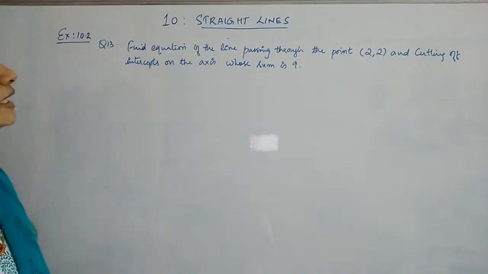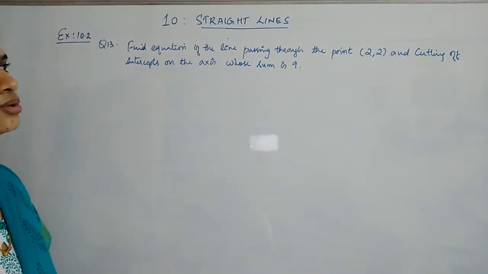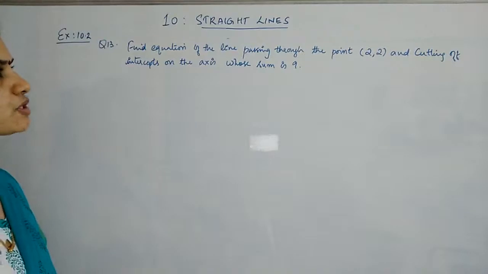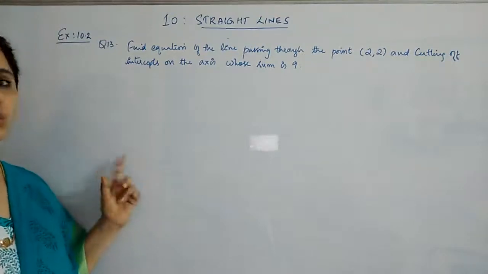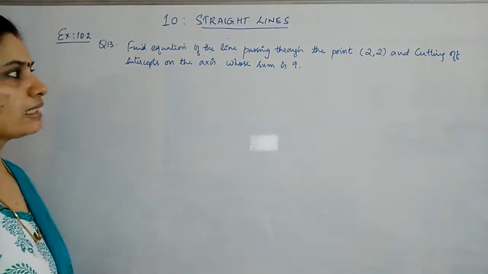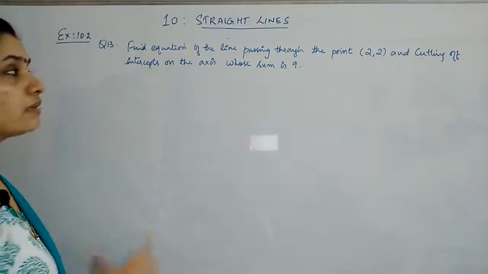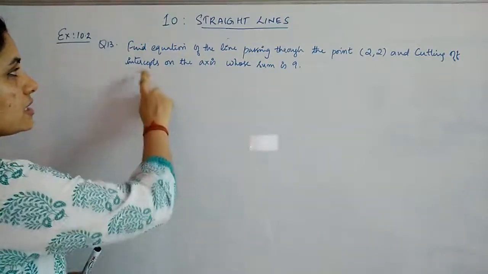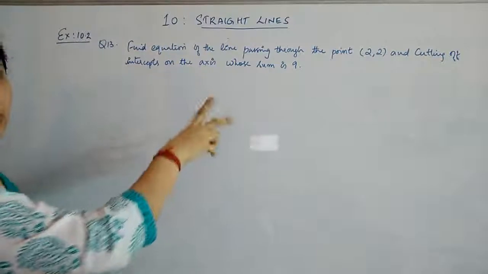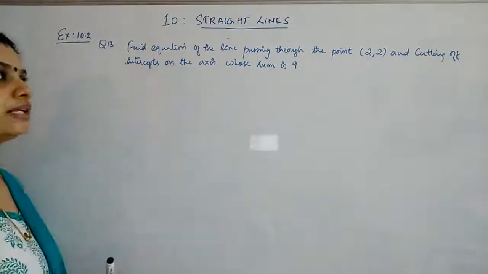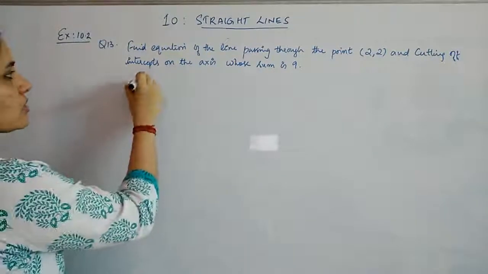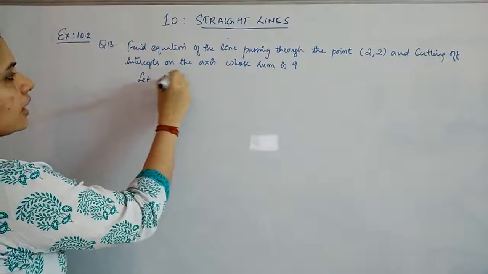Question number 13 is, find the equation of the line passing through the point (2, 2) and cutting off the intercepts on the axis whose sum is 9. So you have been given two concepts and you have to plan which equation you need to take. Since here the cutting off the intercepts means both the intercepts they are talking about, so we will take intercept form.